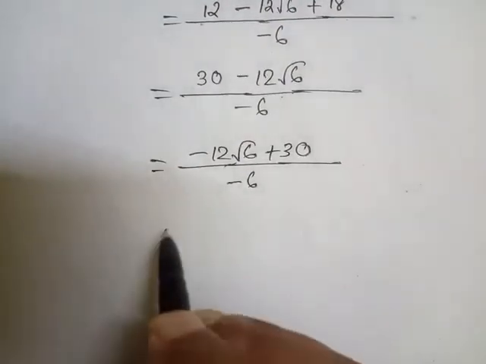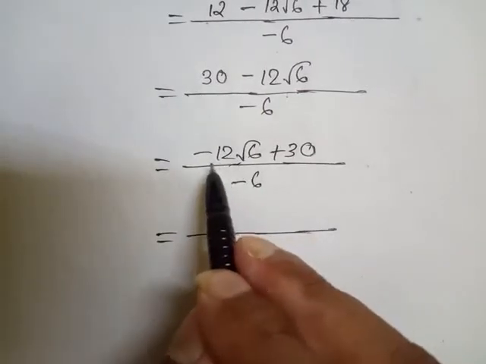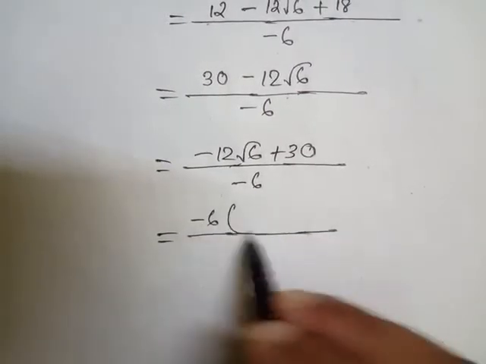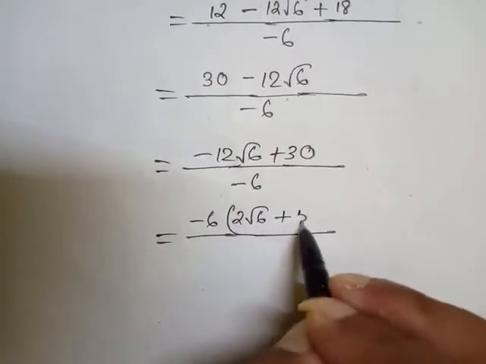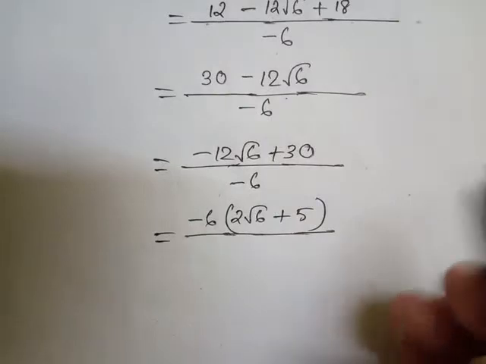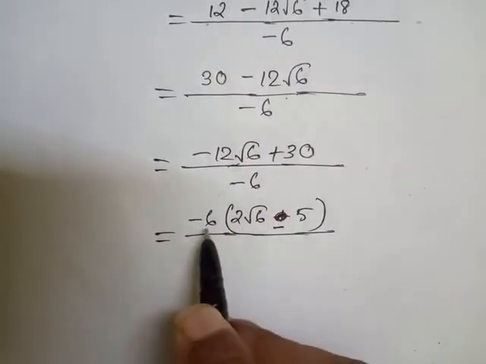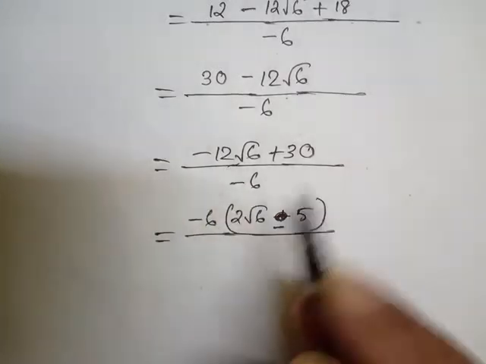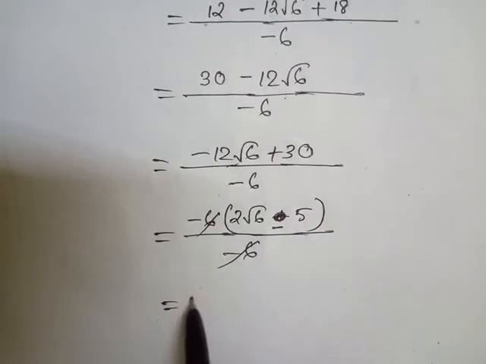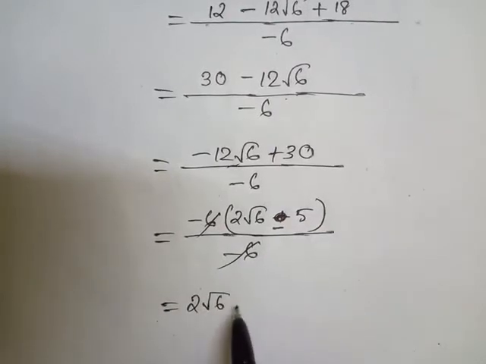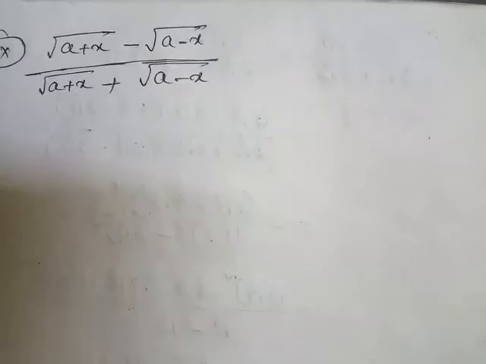One more thing, if I take minus 6 common from here, there will be 2 root 6 and 5, 6 times 5 is 30. If I take minus common, minus 6 common means 6 times 2 is 12 here and 6 times 5 is 30, by minus 6. Cancel both, and the answer would be 2 root 6 minus 5. This is the answer of Roman 7.